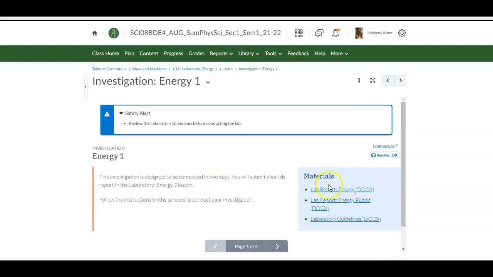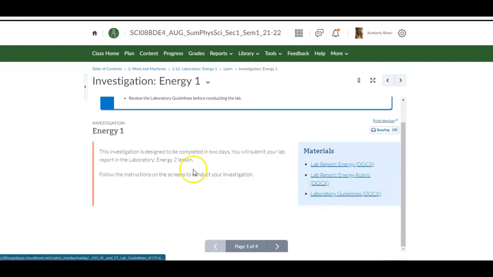So you'll notice you have your lab report here again. It's got some information saying you're going to submit your lab report in the next lesson and that you're going to follow the instructions on the screens to do your investigation. Okay, so this is telling you do not need any lab materials. You do not need a marble, a ramp, anything like that. You're going to go through these next screens and see exactly what you need to get your data.